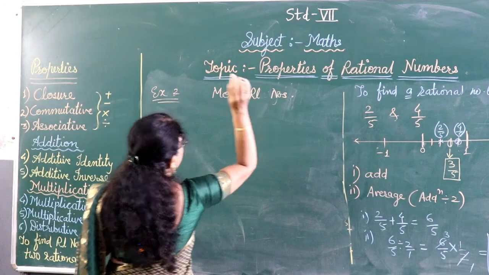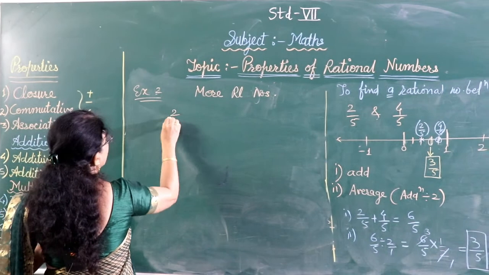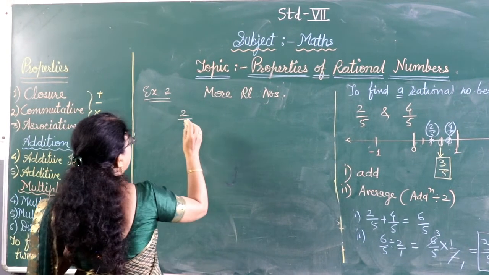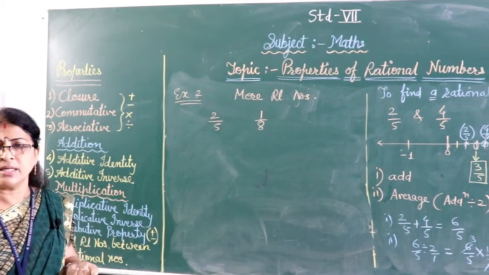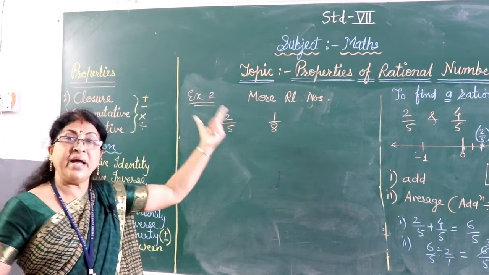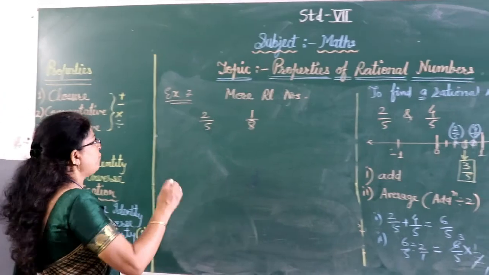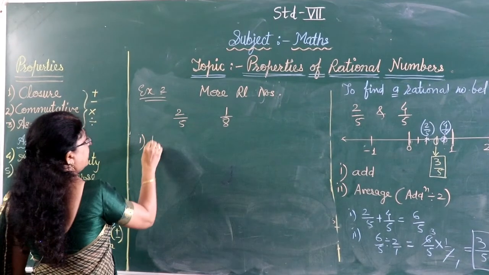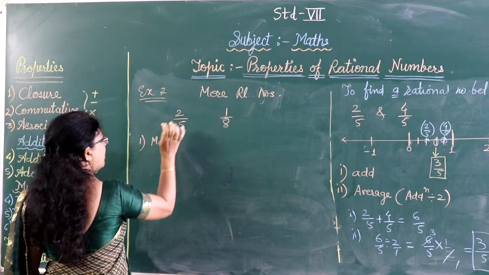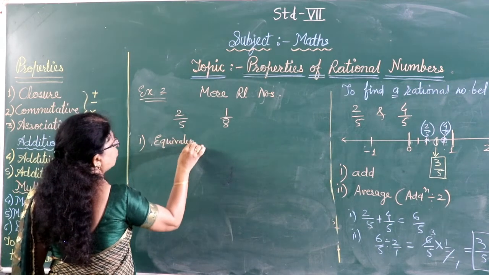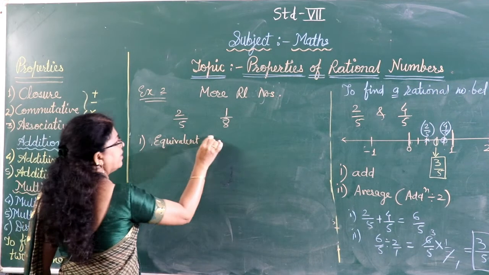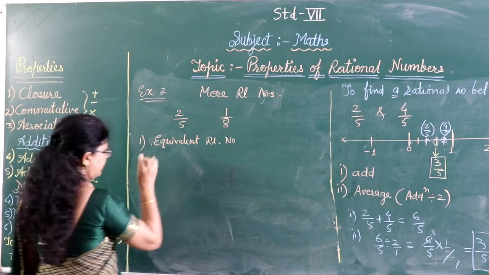More rational numbers. So suppose one is 2 by 5 and the other is 1 upon 8. These are two rational numbers. I want to find many rational numbers between them. So the first method is, I am writing in short, make them equivalent fractions. You know how to make them equivalent rational numbers by the LCM method.